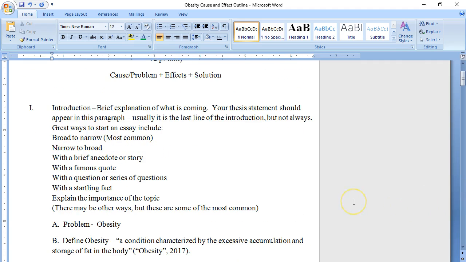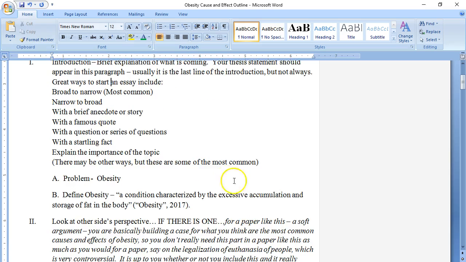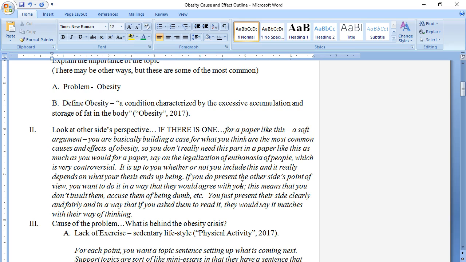Okay, so the problem that we have identified for this particular paper is obesity. And when you're talking about problems, you can typically define the problem. I've defined it here, and actually I haven't, an online dictionary did. It is a condition characterized by the excessive accumulation and storage of fat in the body. That's a very simple definition.